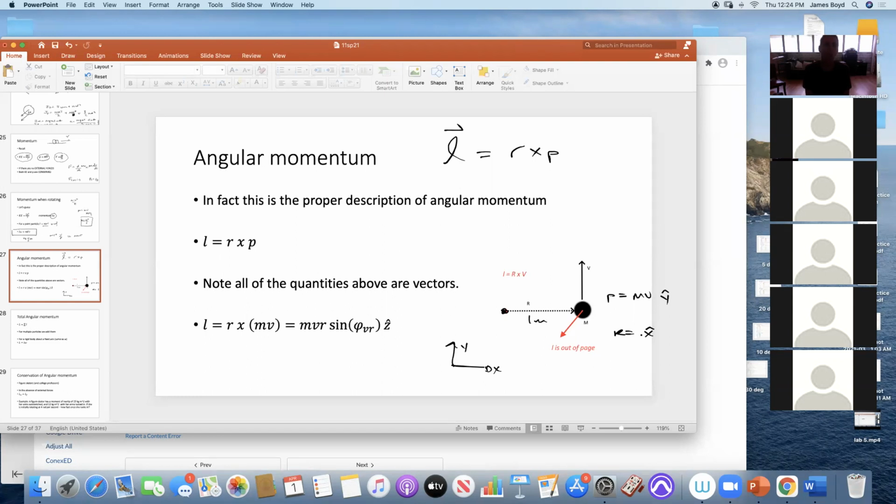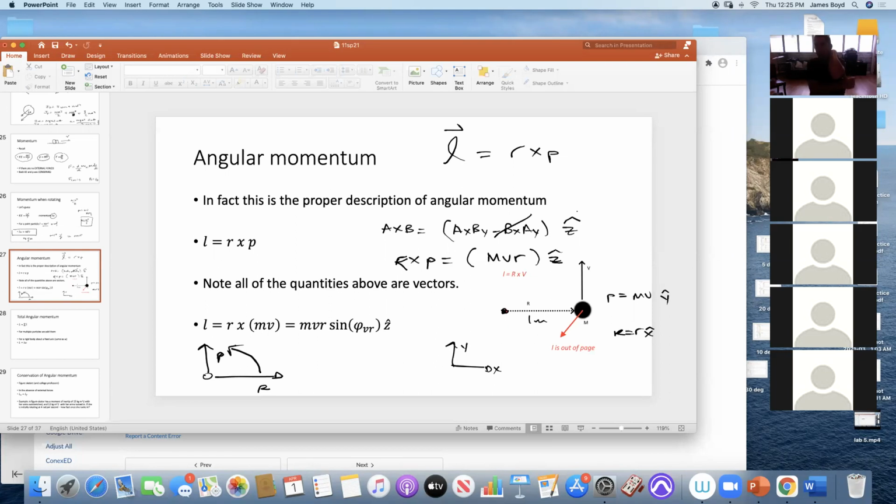And if we cross those two, what happens? Well, if you remember, there's no z component in r or p, and the cross product a cross b, if there was no z component to either one of them, ended up being ax by minus bx ay in the z hat direction. Well, we have here p is b and r is a, so we don't have this term, and r cross p would give us mvr in the z hat direction, positive. So angular momentum is just like a torque. You draw r and p tail to tail, and you turn r to p, and you get an angular momentum vector along this weird z direction.